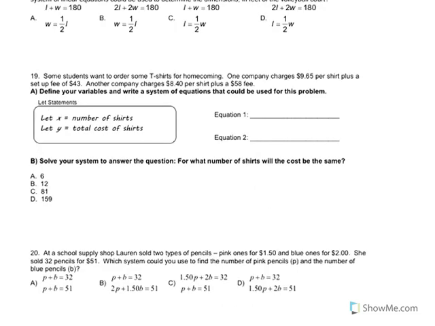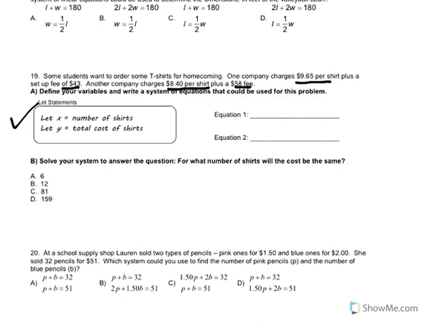Okay, on number 19 it says some students want to order some t-shirts for homecoming. One company charges $9.65 per shirt plus a setup fee of $43. Another company charges $8.40 per shirt and a $58 fee. Define your variables, write a system of equations that can be used to solve this problem. Well, the variables have already been defined for us. X is the number of shirts and Y is the total cost of the shirts.